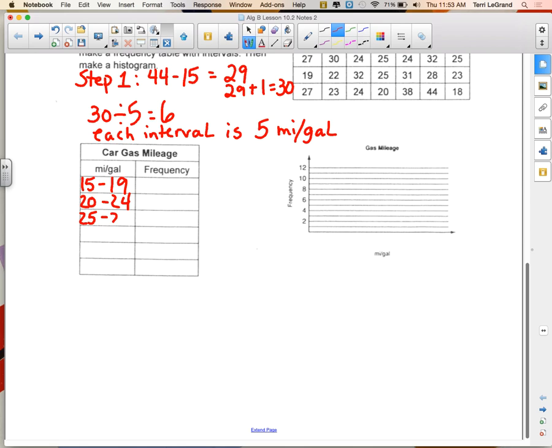25 through 29. Notice it looks like it's only going up by 4, but it's really 5. If you count them on your fingers, it's really 5. Go ahead and finish filling in the rest of that table, the rest of those intervals. And hopefully it will include our highest amount, which is 44.